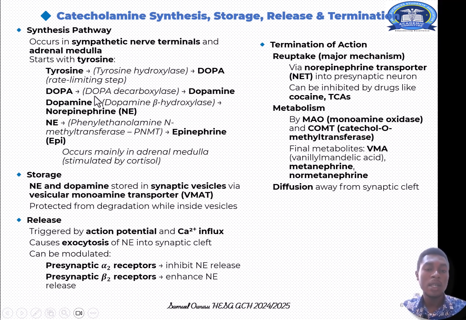Then dopamine would be acted on by dopamine beta hydroxylase to what? Norepinephrine. Now, sometimes we want to convert norepinephrine to epinephrine. We utilize an enzyme called phenylethanolamine N-methyltransferase, PNMT, that will convert it to what? Epinephrine. And this occurs mainly in what? The adrenal medulla, which is stimulated by what? Cortisol.